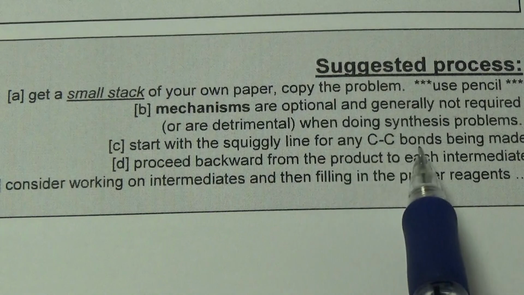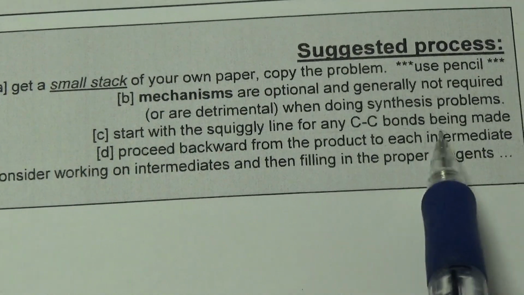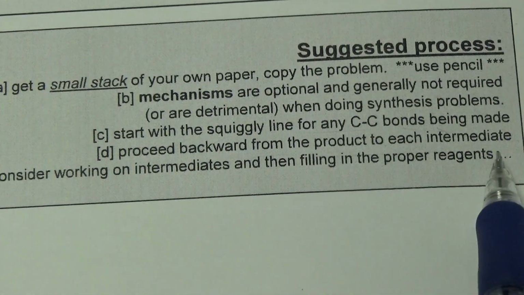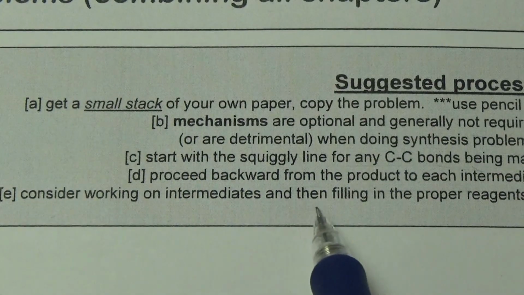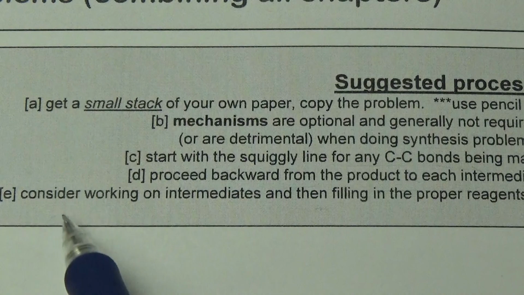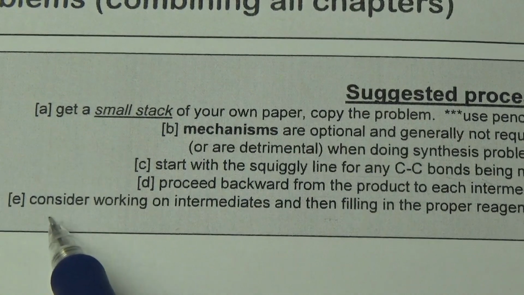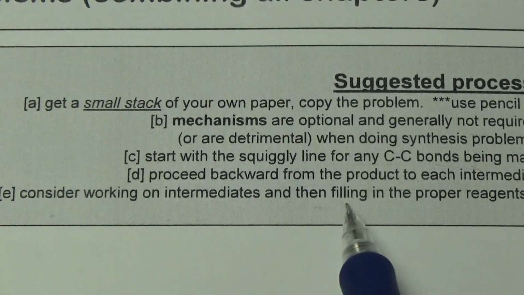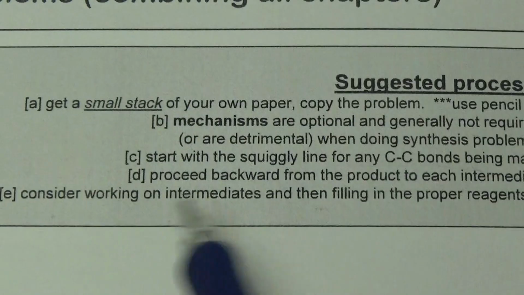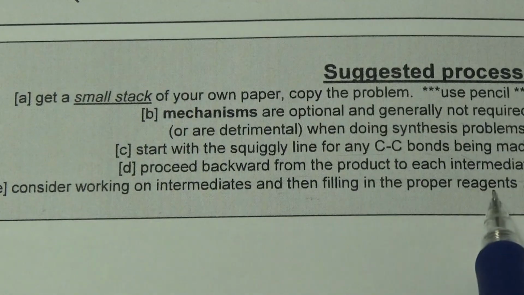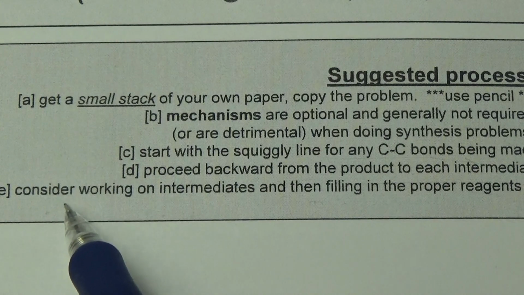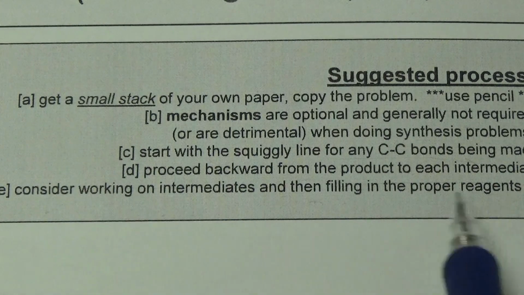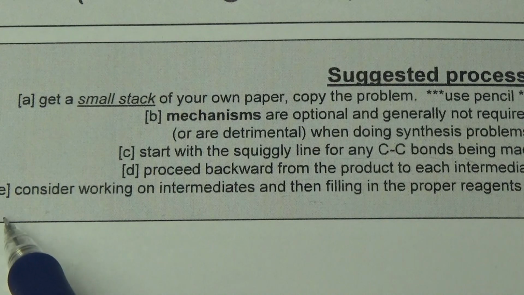Start with squiggly lines for C-C bonds, and then proceed backward from the product to each intermediate, and then consider working on the intermediates. That's what I mean by point E here: consider working on the intermediates and then fill in the reagents. If you can figure out what the synthetic intermediates are, but you just can't remember the reagent, well, that's pretty close, and you get really good partial credit for those kinds of situations too.